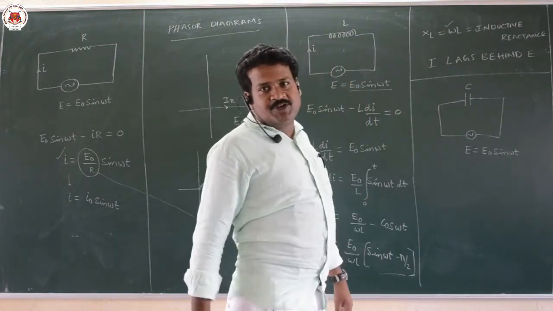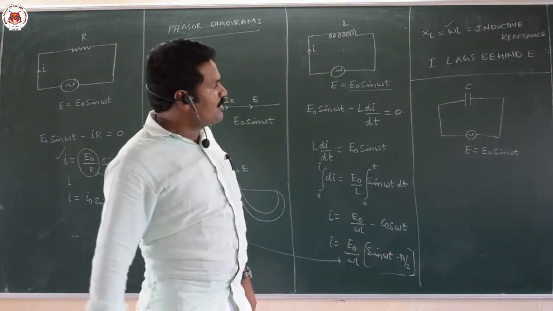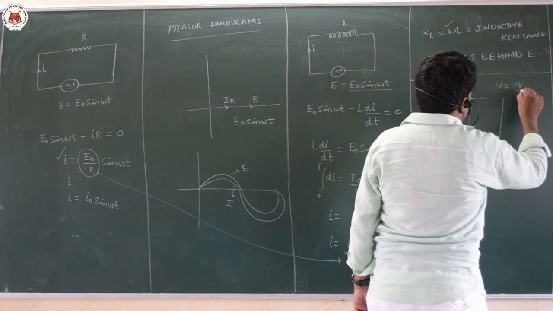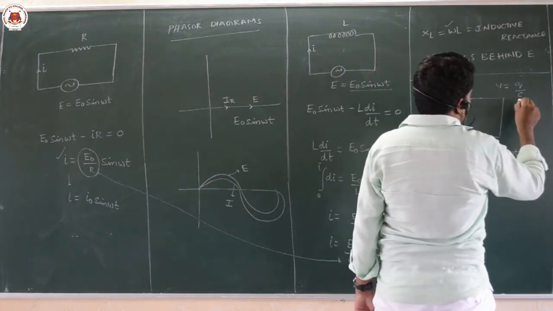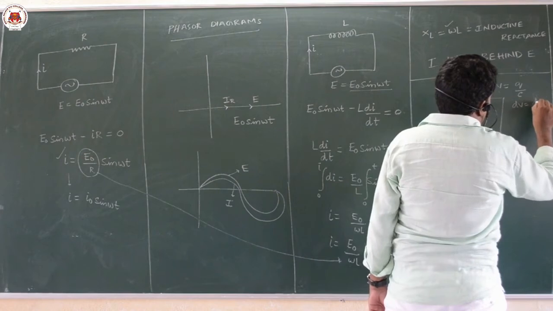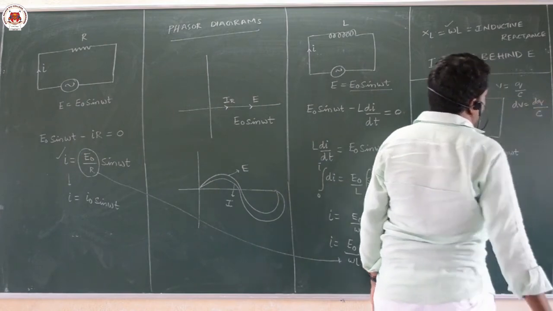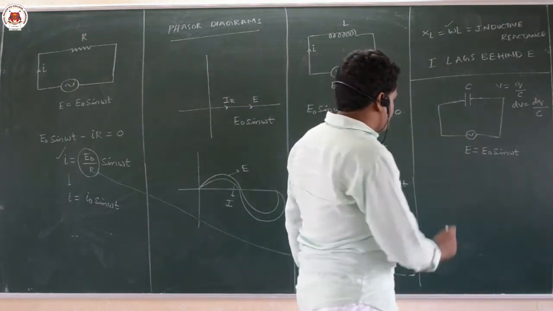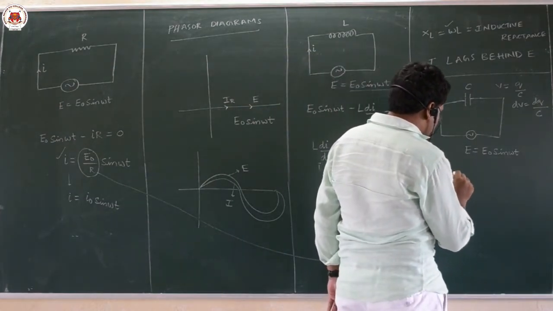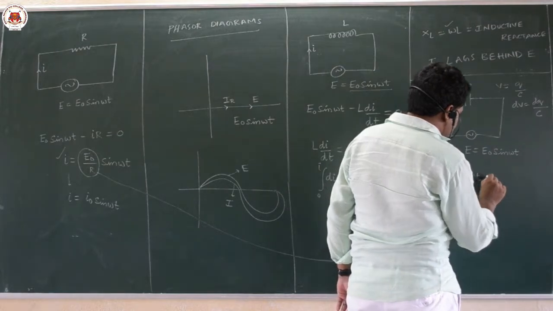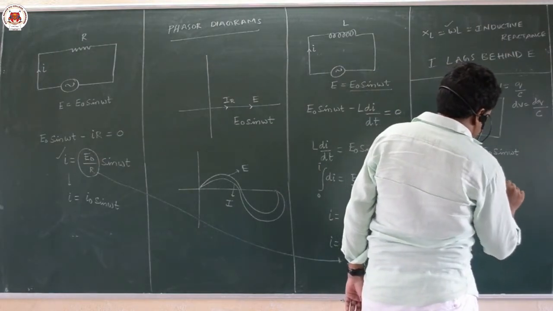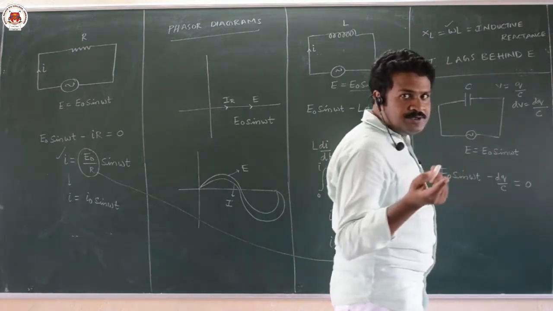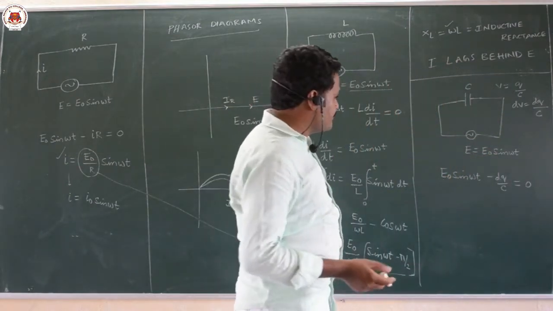The potential difference developed across the capacitor, from your electrostatics, can be written as V is equal to Q by C. Here the charge is changing, so we can write dV is equal to dQ by C. Therefore, if you apply the loop law, E naught sin omega t minus Q by C is equal to 0, because Q is equal to CV, V is equal to Q by C.